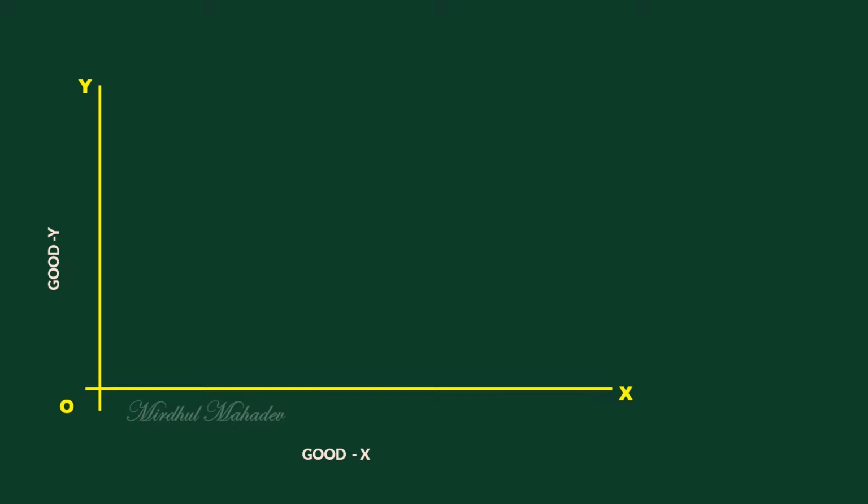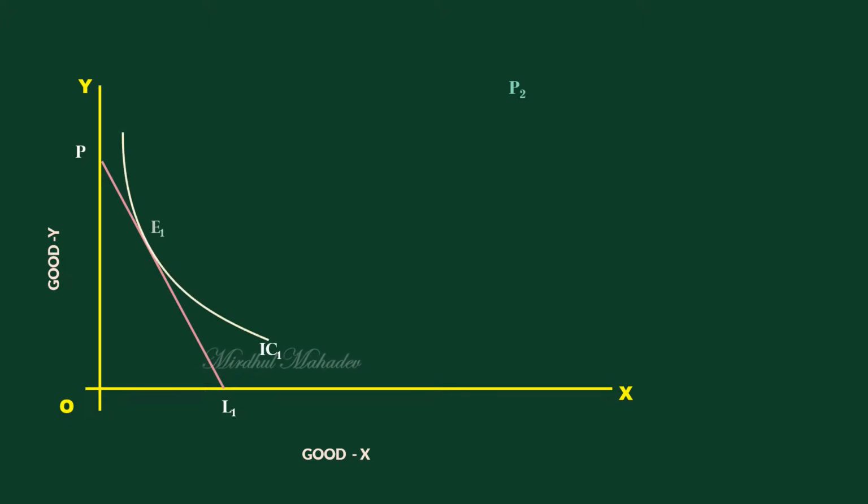Look at this graph. To begin with, the consumer is facing price line PL1. It represents the prevailing price in the market, P2. He is in equilibrium at point E1, where IC1 is tangent to PL1. He consumes M1 units. Let us tabulate our findings in a table.